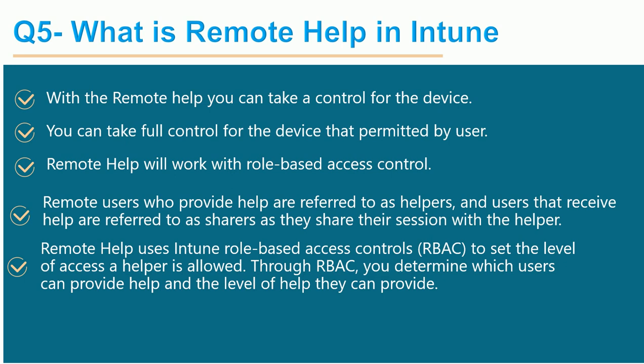So whoever is the helper, the type of access you can get depends on what is allowed. If full control is allowed, you will have full control on the device. If read only is allowed, you cannot perform any action. Through RBAC you can determine which user can provide help and the level of help they can provide. Now, Remote Help should be installed on both devices: on the user device and on the controller device, meaning your device from where you initiate the Remote Help. So that's how Remote Help works in Intune.